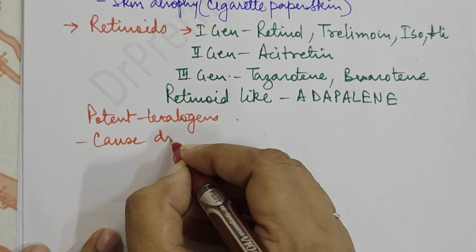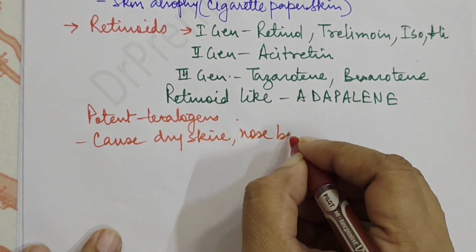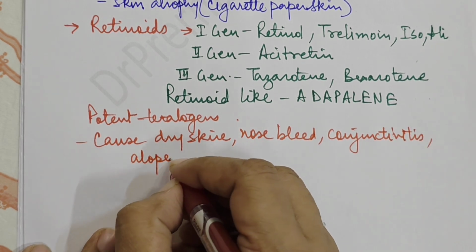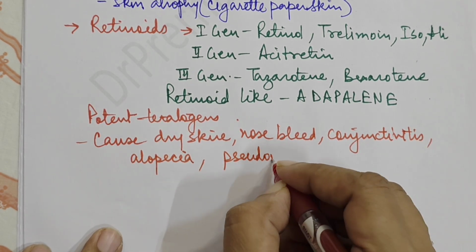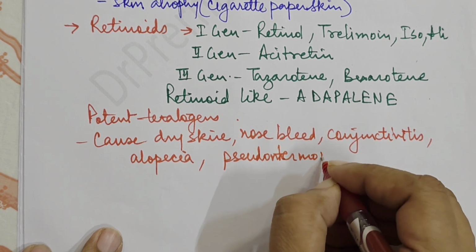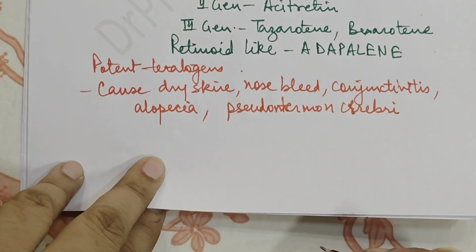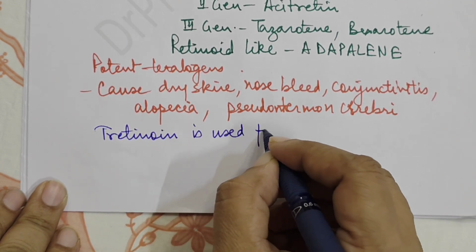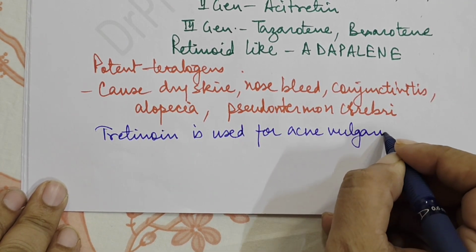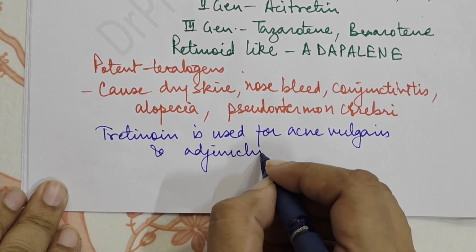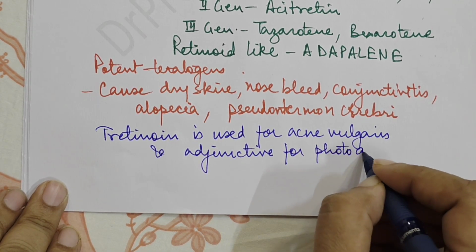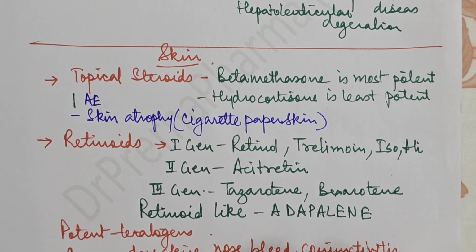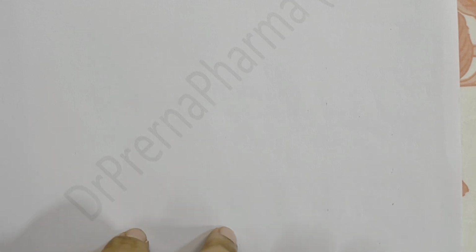Side effects: they may cause dry skin. They can cause nosebleed, conjunctivitis, alopecia and pseudotumor cerebri. Okay. Then tretinoin is used for acne vulgaris and also used as an adjunct for aging. Now see, all these things you just need to remember. There is no concept here that you need to understand. You just need to remember all these drugs and indications.